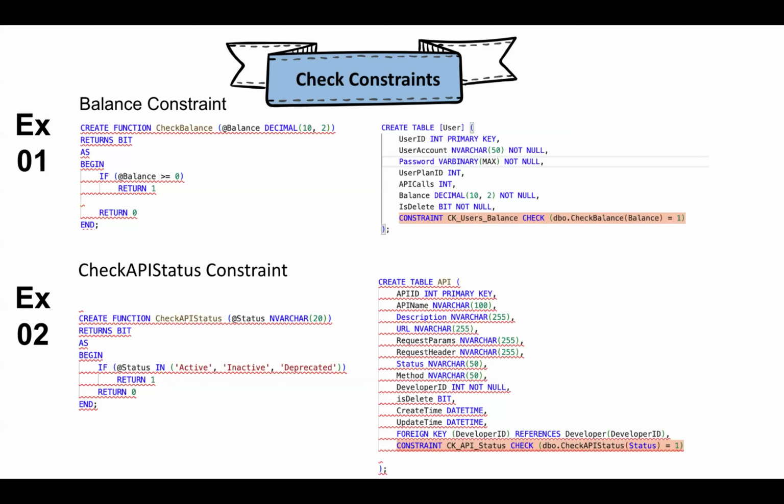Firstly, for a balance constraint, it validates that user balances are non-negative. This is achieved using the check balance function and the CK users balance constraint on the user table. The second example is API status constraints. It ensures the status column in the API table only accepts valid values like active, inactive, and deprecated. And this is implemented using the check API status function and the CK API status constraint. Next slide.